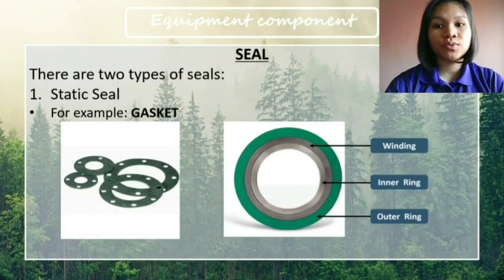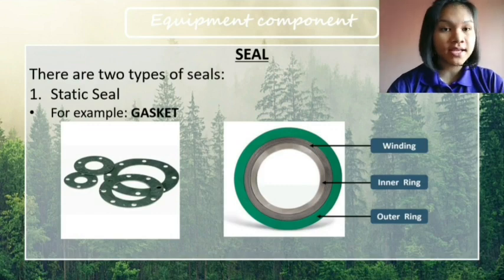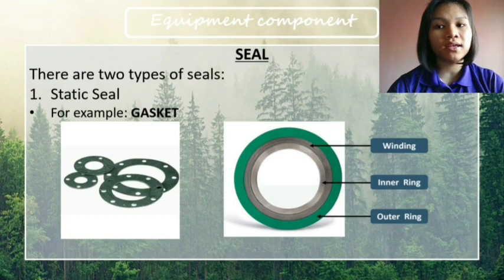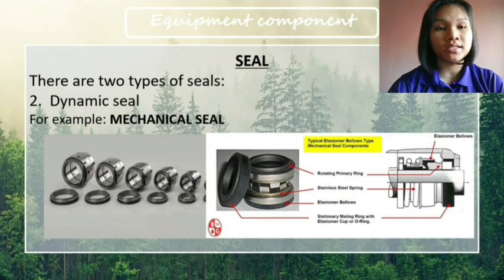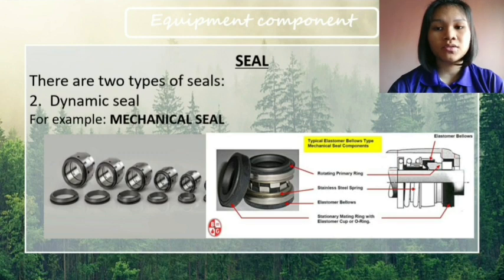As for the seal, there are two types of seal, which are static seal and dynamic seal. Example for static seal is gasket. Inside the gasket, there are three parts, which are winding, inner ring, and outer ring. Lastly, example for dynamic seal is mechanical seal. Inside the mechanical seal, there are components namely rotating primary ring, stainless steel spring, elastomer bellows, stationary mating ring with elastomer cups or O-ring and elastomer bellows. So I'm going to explain about the functions of these equipment.